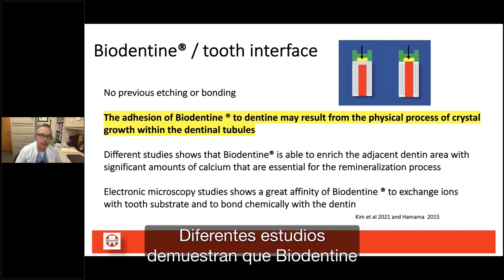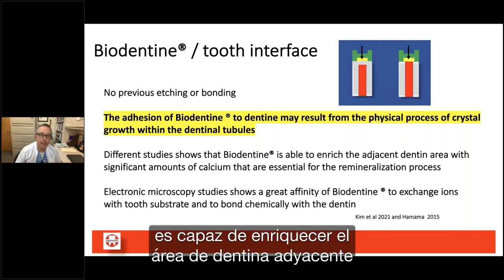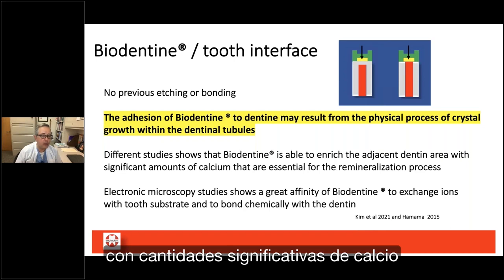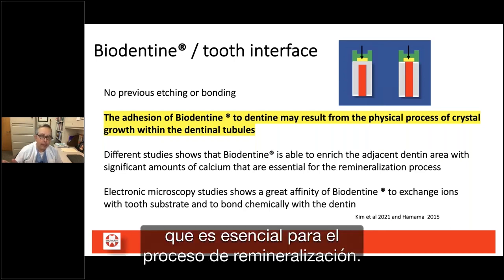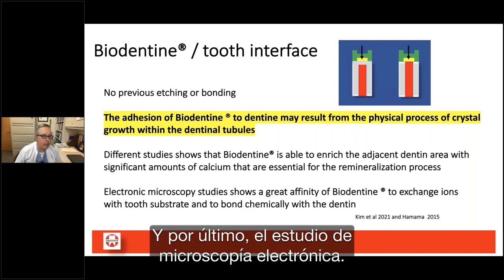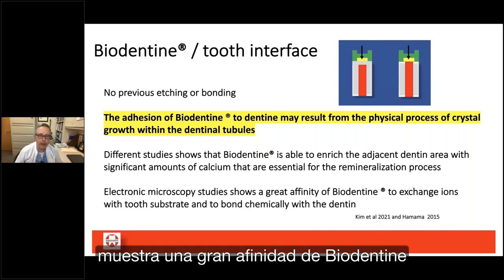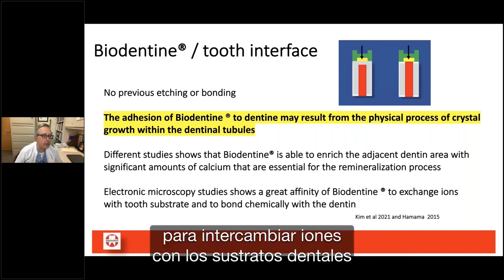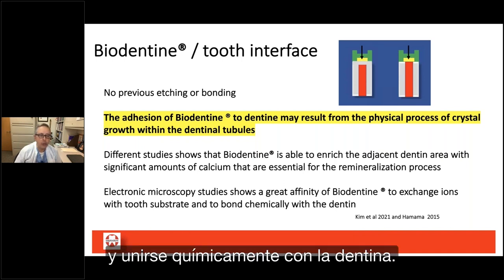Different studies show that Biodentine is able to enrich the adjacent dentin area with significant amounts of calcium that is essential for the remineralization process. And finally, electron microscopy study shows a great affinity of Biodentine to exchange ions with the tooth substrates and to bond chemically with the dentin.